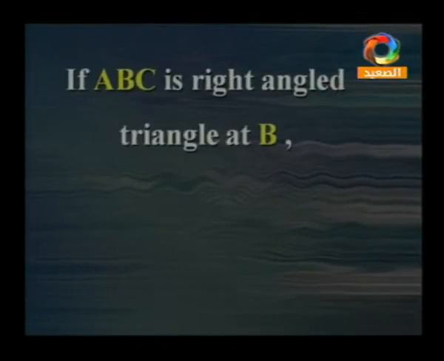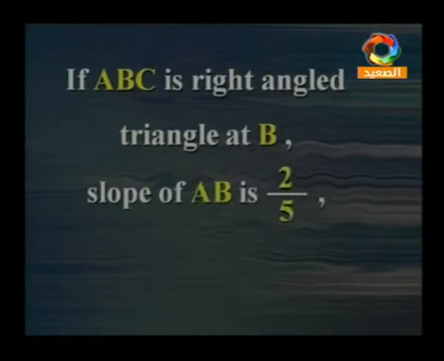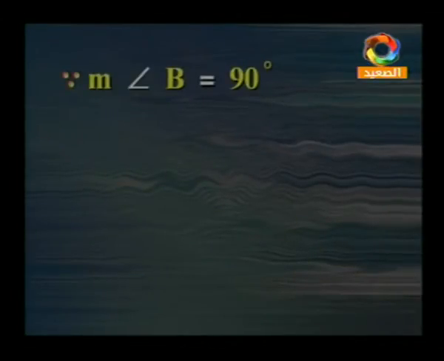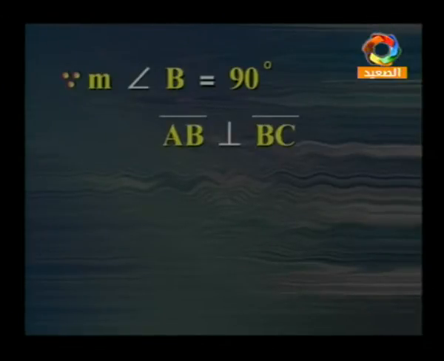If ABC is a right angle triangle at B, slope of AB is 2 over 5, then slope of BC is what? At the very beginning, you have a right angle triangle. This means that measure of angle B equals 90 degrees. And this means that AB is perpendicular to BC.